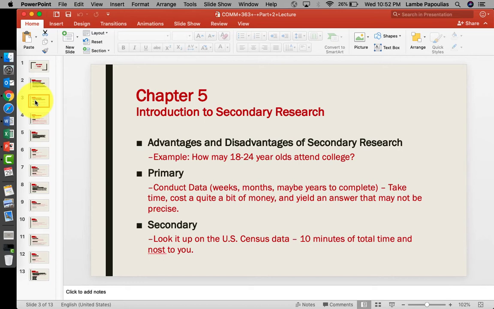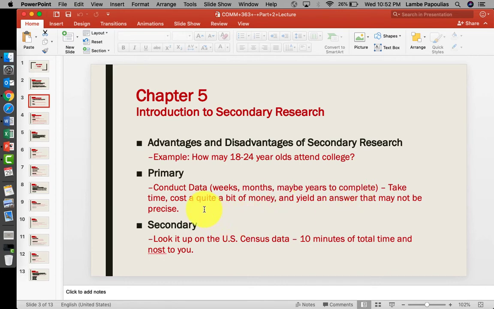So what are the advantages and disadvantages of secondary research? For example, how many 18 to 24-year-olds attend college? Your primary and your secondary is going to look like this. For your primary research, you're going to have to conduct data. This could take weeks, months, maybe even years to complete, because you might have a spring semester, a fall semester, or it might be on a quarter system, or even a year-round school. So this might take a long time to complete.